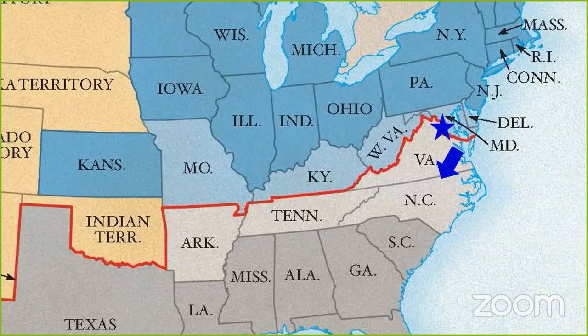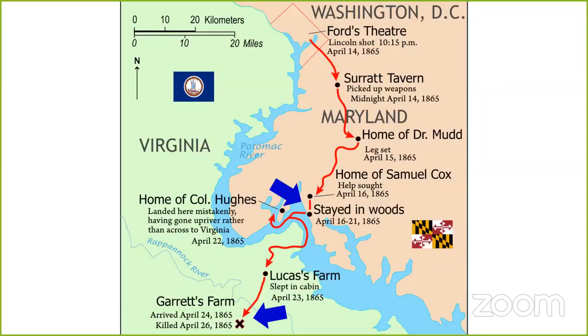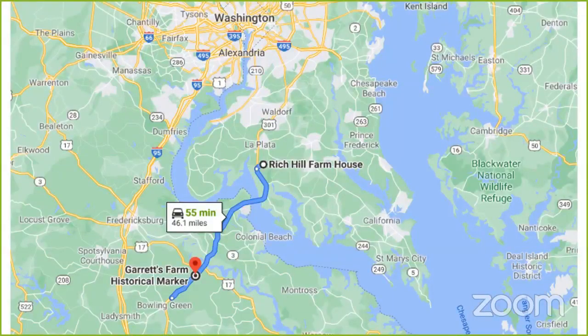But at this point in time, they're just trying to get as far away from D.C. as possible. They're not making a lot of progress because of, again, all the issues with their trip, which really starts slowing down their escape route. And then here's the drive from the Rich Hill farmhouse, that building that was being renovated, to the Garrett Farm site. It's about 45 minutes to an hour.